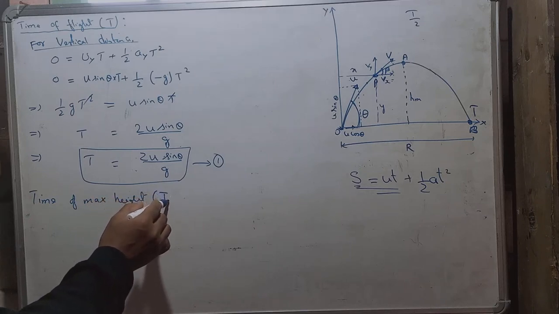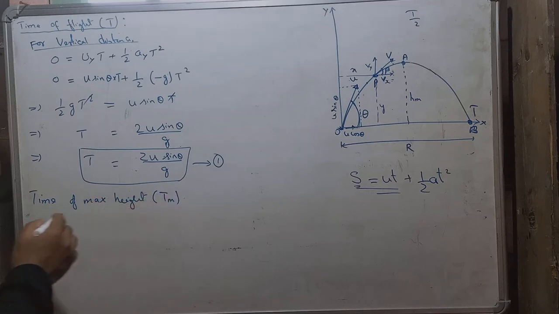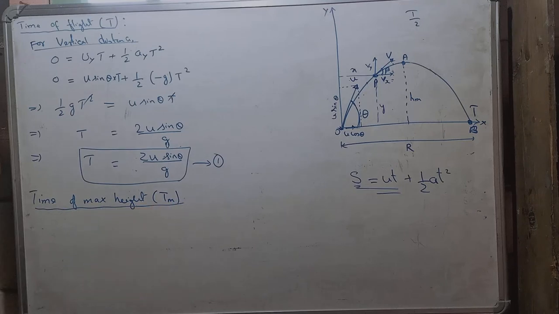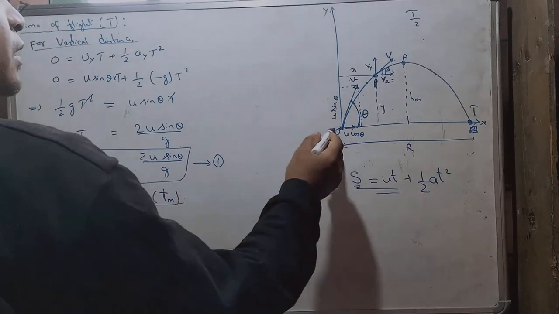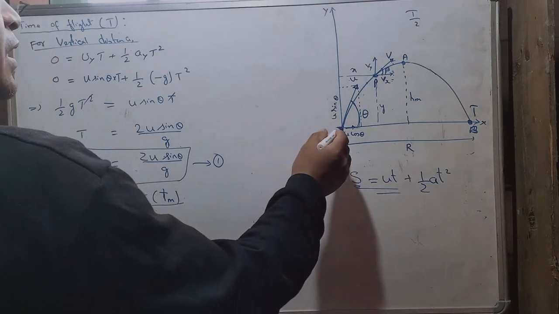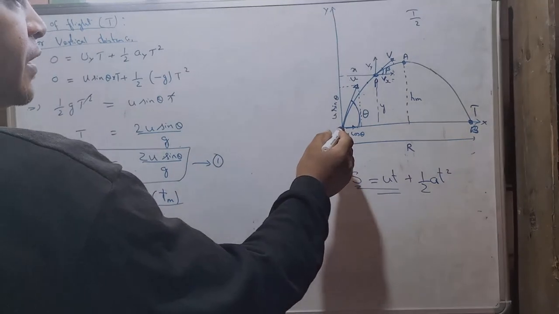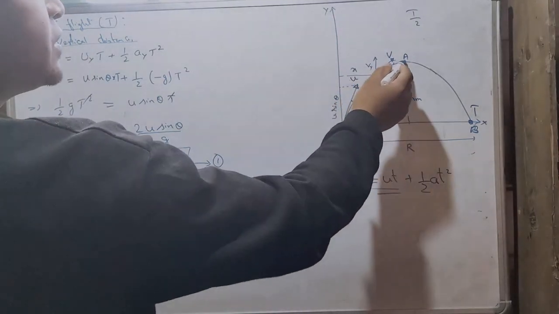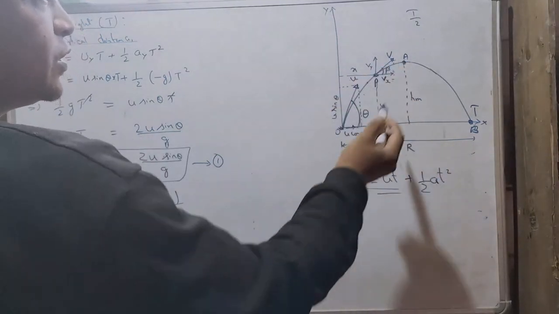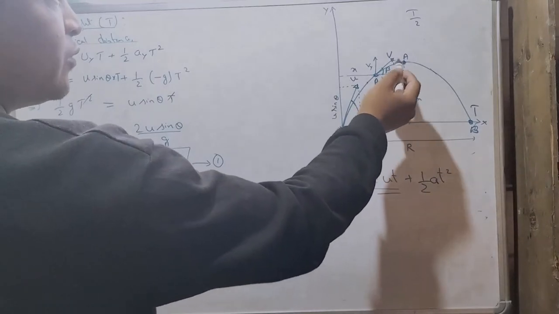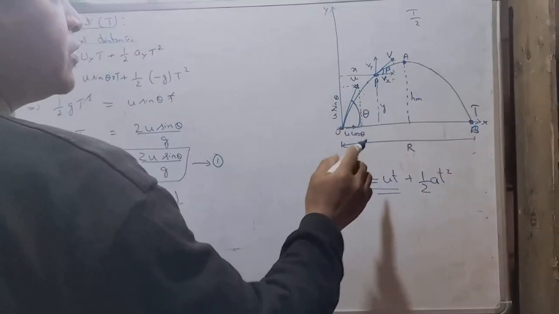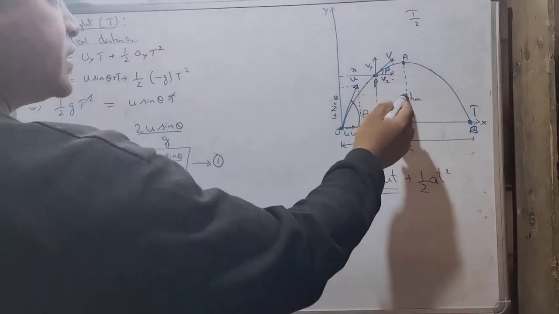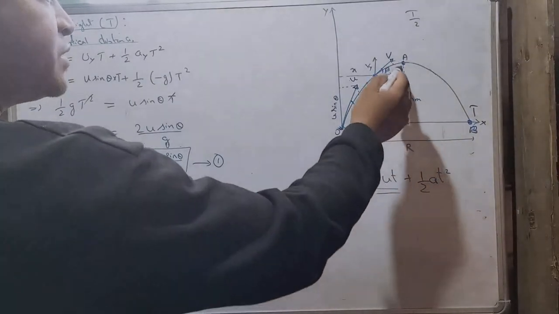Let me write it as Tm. Now, the time to reach this maximum height is actually the time taken by the projectile to reach this point A in this figure. This point A is the maximum height where the particle can go up, and after this point, it has to fall down. So this is the maximum height, it is equal to hm in this case.